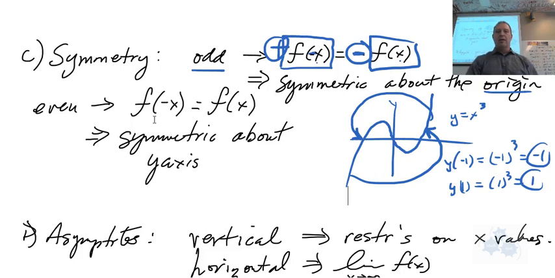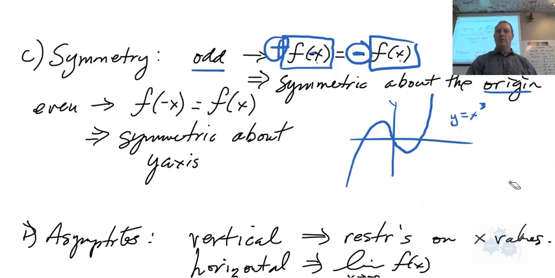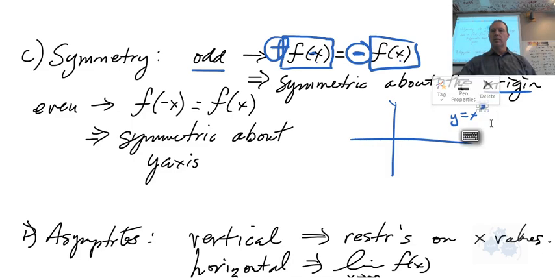If it's even, so even is this one here. If you put a positive value for x in and a negative value for x in, you get the exact same value. So what's the simplest even function you can think of? Yeah, sure, y equals x squared. That's the one I thought of too. So y equals x squared, right?